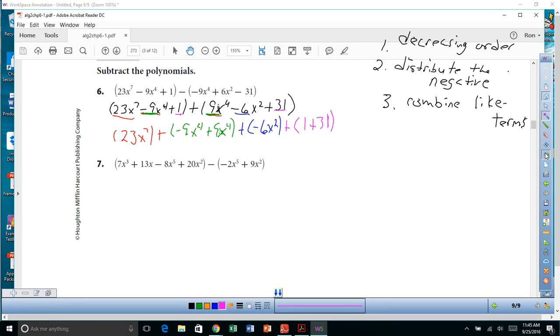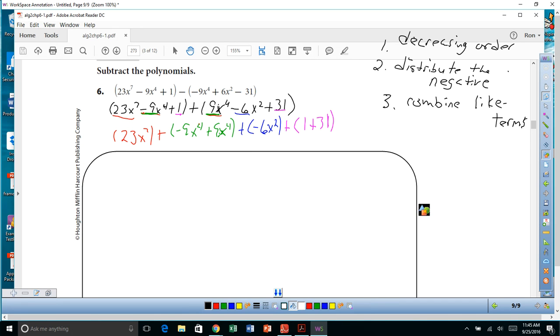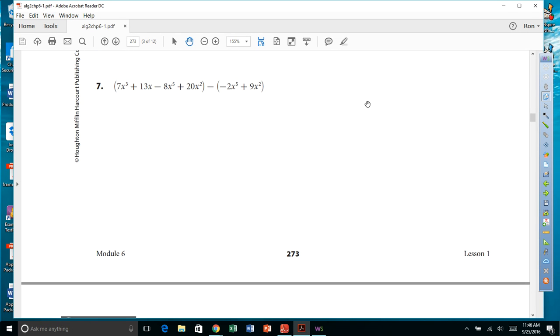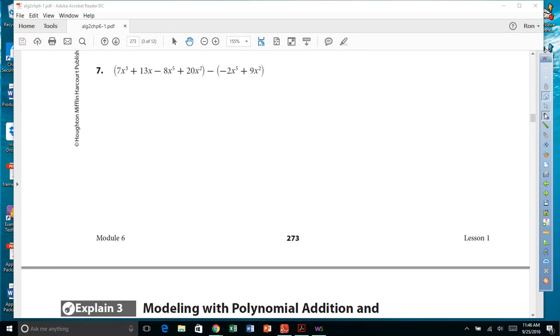And so I'm going to cover up 7 here real quick so we don't write over the top of it and it looks real messy. So what do we got here? We have 23x to the 7th. These two are going to cancel out. Negative 9 plus 9 is 0. You got minus 6x squared. And then 1 plus 31 is 32. So you see, you subtracted a polynomial by a polynomial, and you ended up with a polynomial. And that'll happen every time. Well, not every time, I guess in some cases.